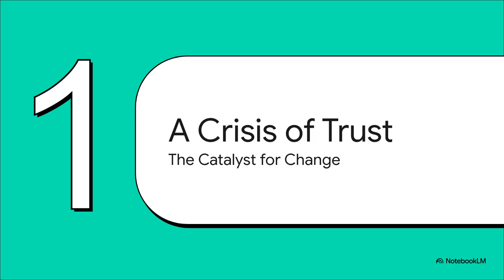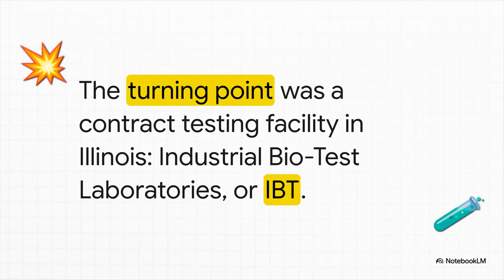And this lack of oversight, well, it didn't just stay a theoretical problem. It led directly to a full-blown crisis of trust, a scandal so big that it literally forced radical, worldwide change in the entire industry. The absolute epicenter of this crisis was a facility in Illinois called Industrial Biotest Laboratories. You'll hear it called IBT.